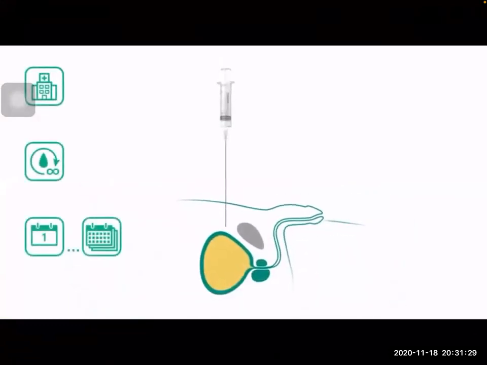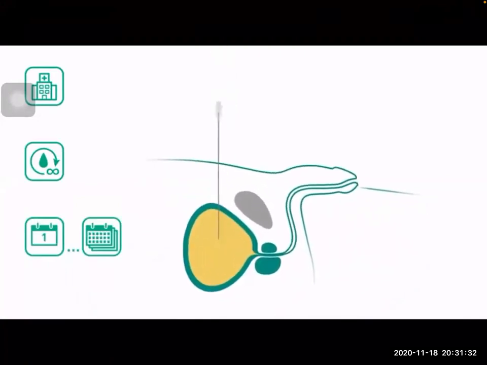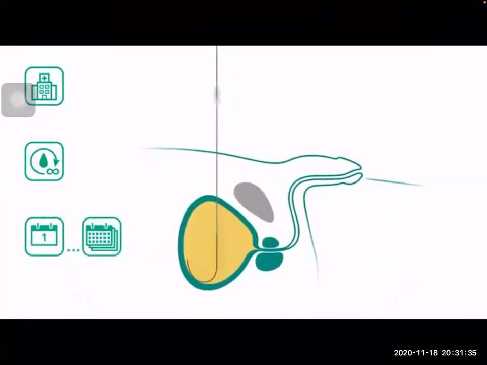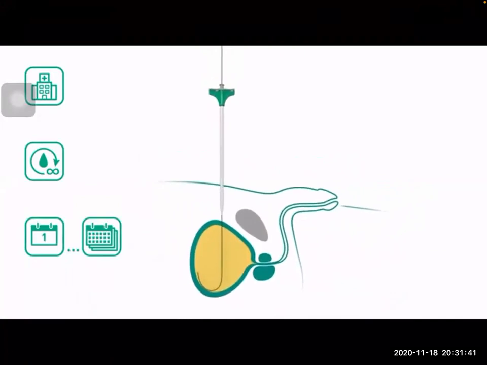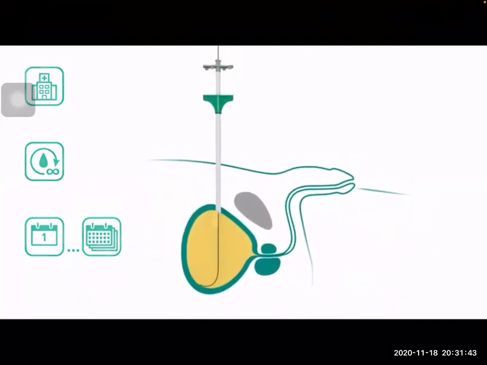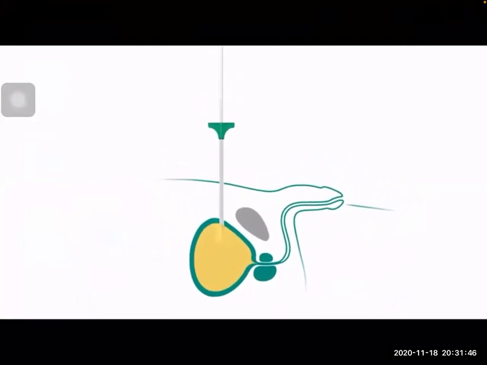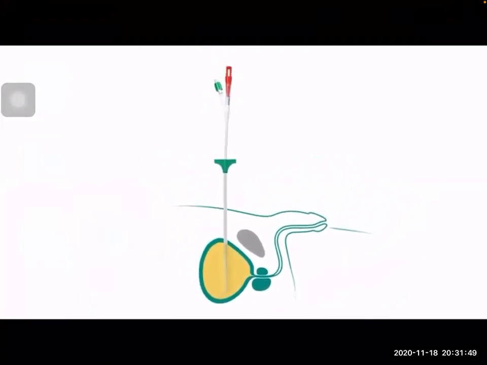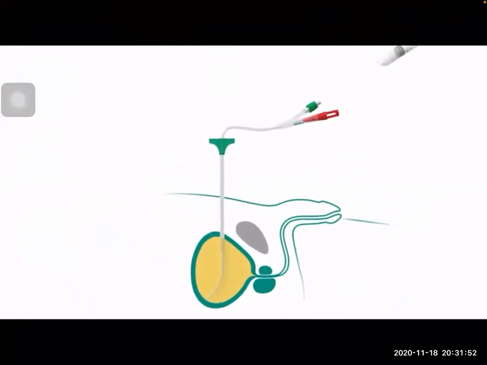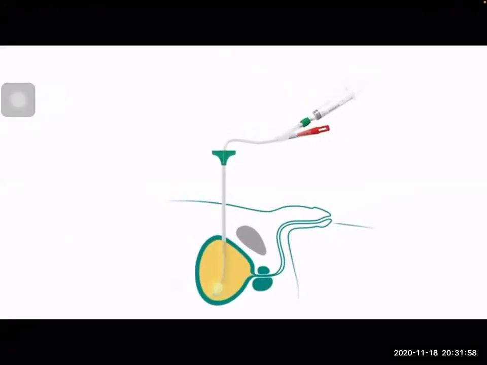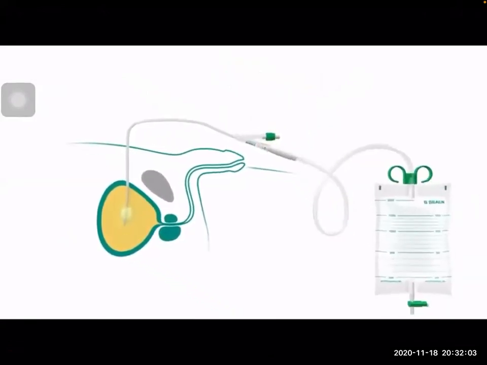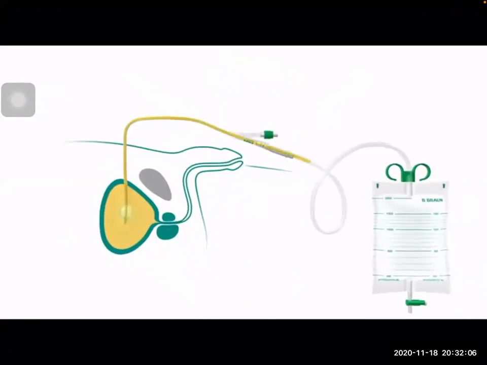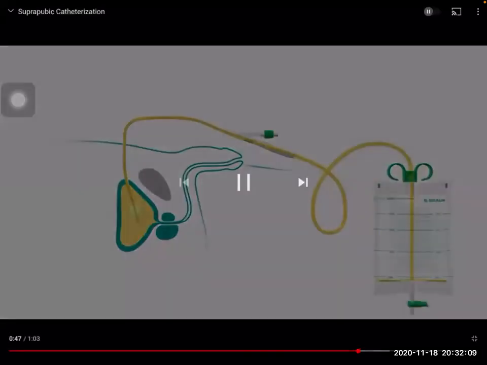Okay, so first step, the needle is inserted into the bladder and then removed, and then the guide wire is inserted through the needle, and then the dilator is inserted to enlarge the tract, and then the guide wire is removed and the catheter is inserted through the dilator. And then the balloon is inflated using sterile water, and then the dilator is peeled away, and then the catheter is connected to the urinary bag. And yep, that's it.